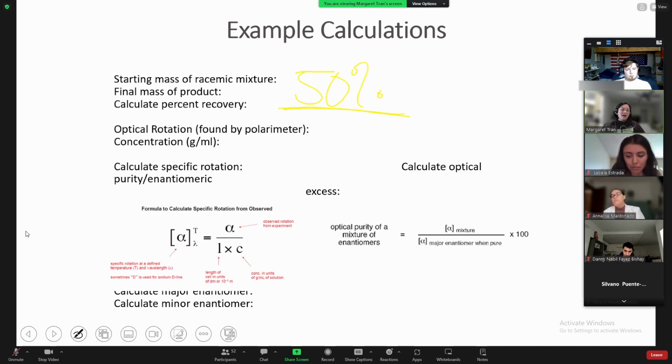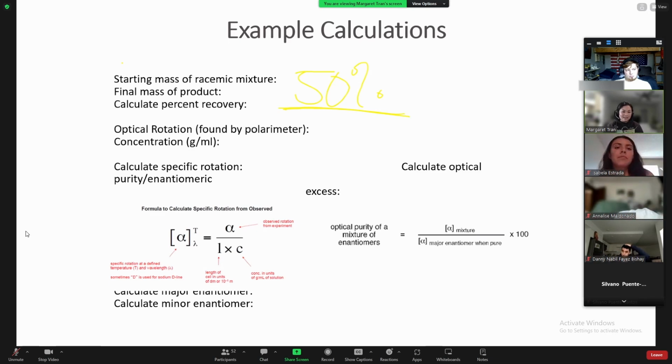Awesome. Another thing is that if you get 65%, that's not good, right? If you get over 50%, that's not good because you know at least 50% is going to be your undesired enantiomer. Okay. So you want something that's under 50%. Cool. All right. Pay attention because this is for your post lab anyways.